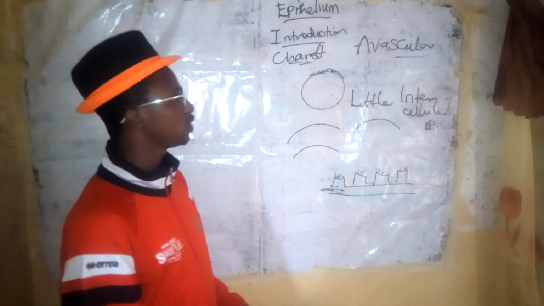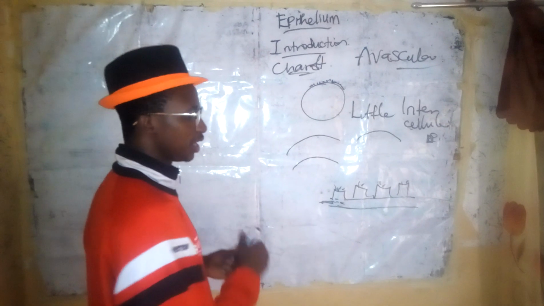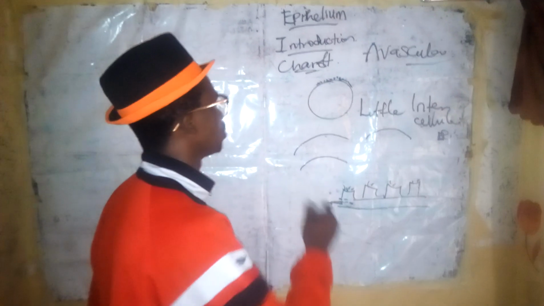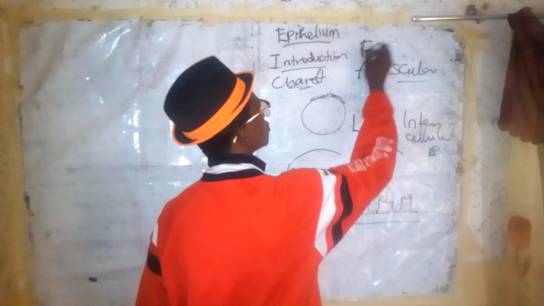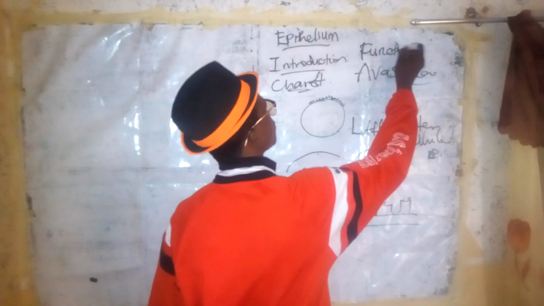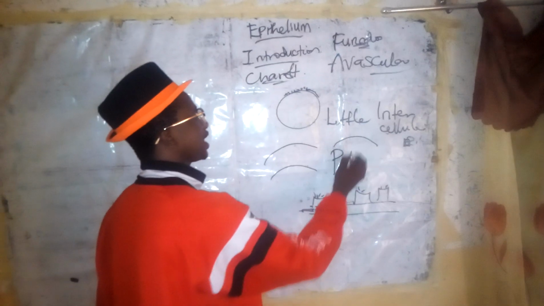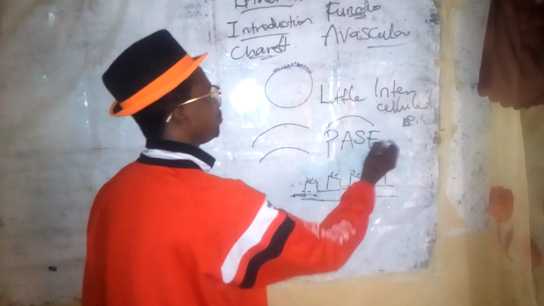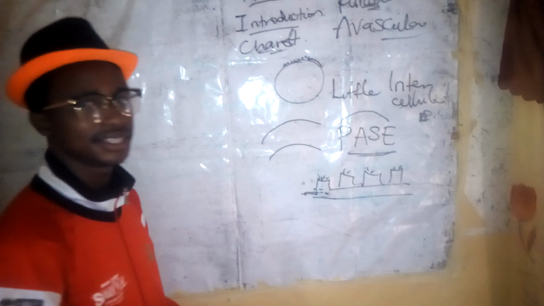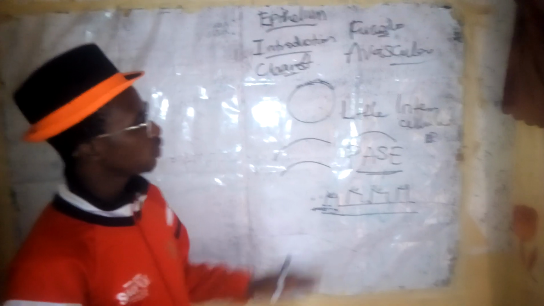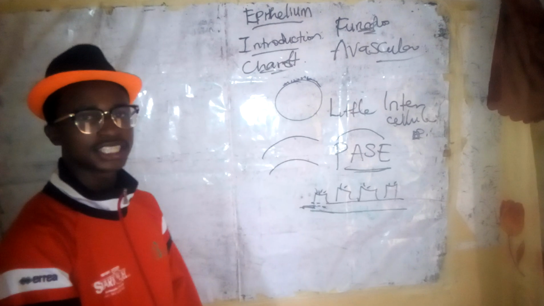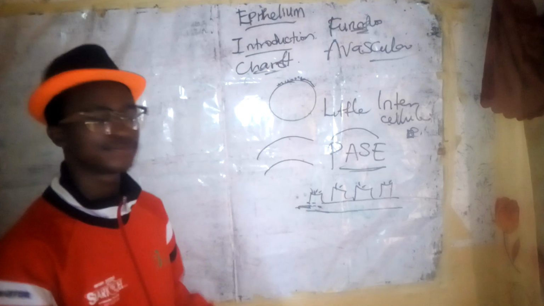With that, we go to the functions of epithelium. Epithelium has several functions. The functions of epithelium can be remembered by using the mnemonic PASE. P-A-S-E. Now, what is the meaning of P? P simply means protective function.